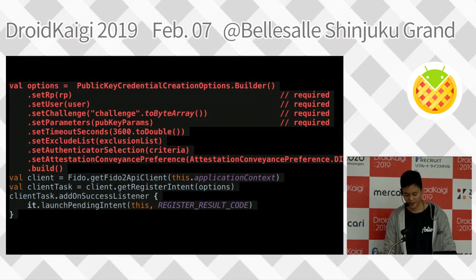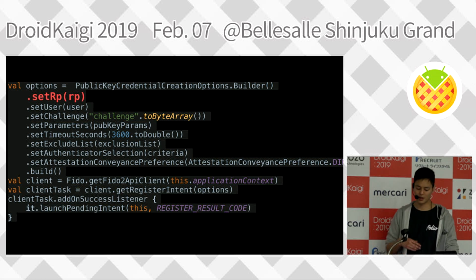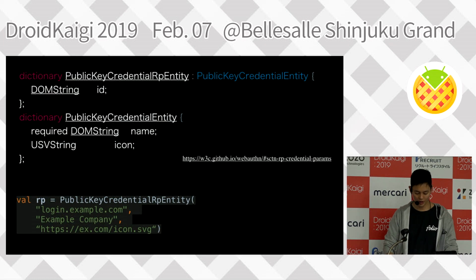So first, let's talk about this one. The set RP is where you set the information about the service provider or relying party. It contains the ID and the name of the relying party, and if you're interested, you can include the icon URL. So for example, the RP ID is essentially the origin of the server side. If you want the relying party to log in, you can set the domain, FQDN with subdomain. Like login.example.com will allow the user to log into login.example.com and example.com.